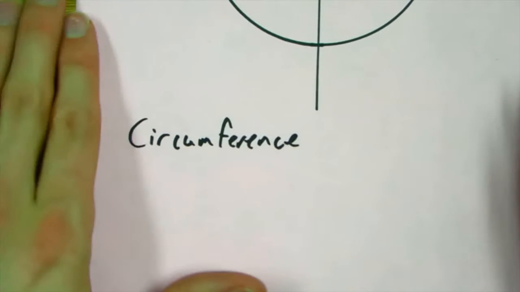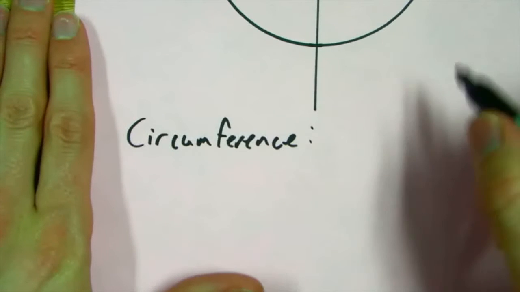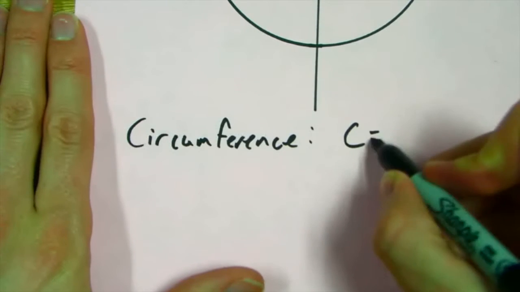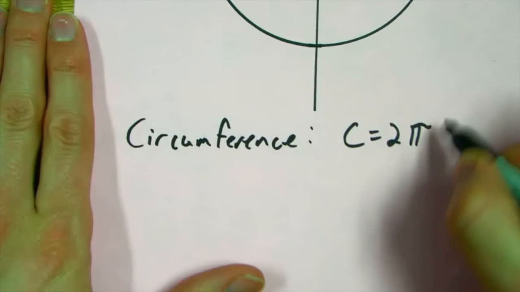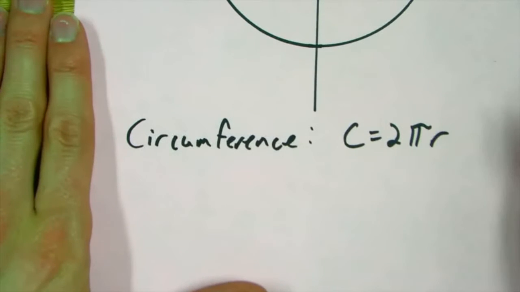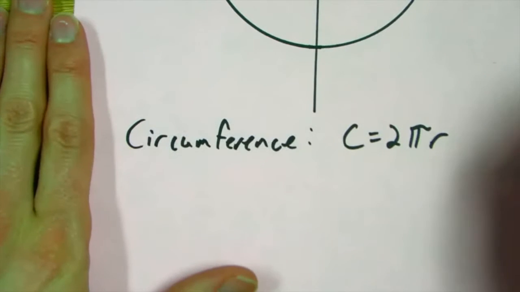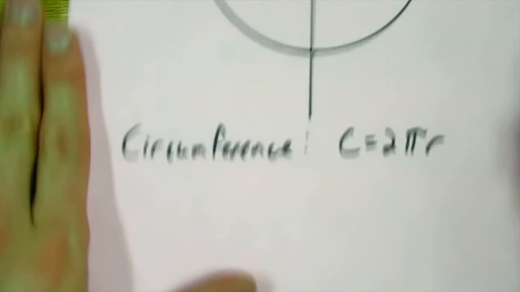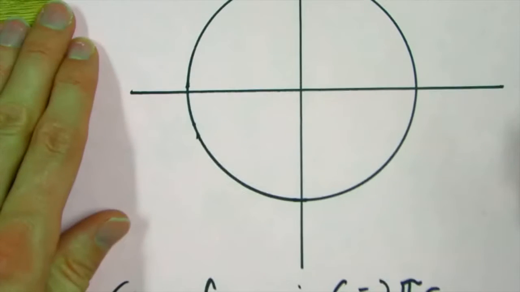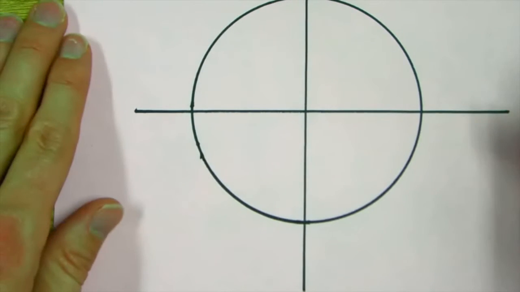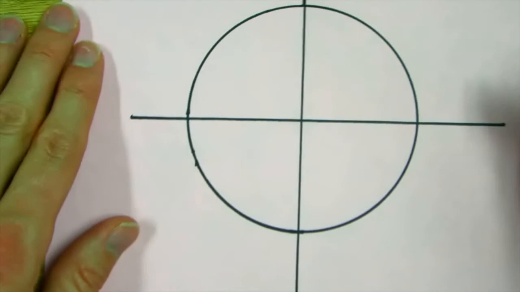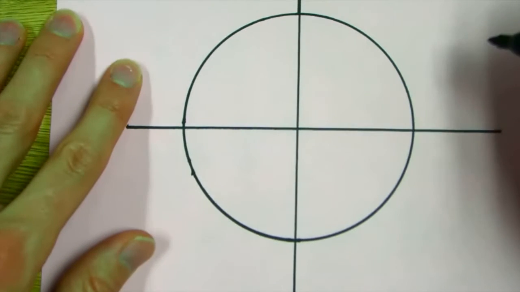Okay, circumference of a circle is found by taking 2 pi times the radius, or pi times the diameter. So what we're going to talk about today is a type of unit called radians.